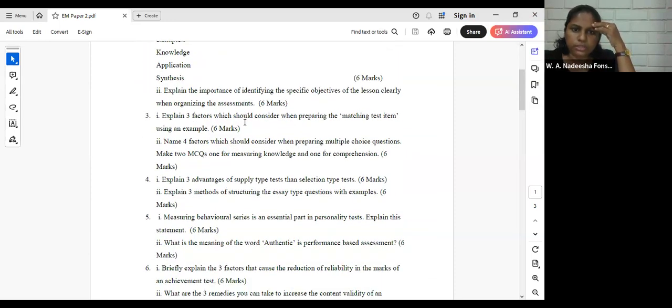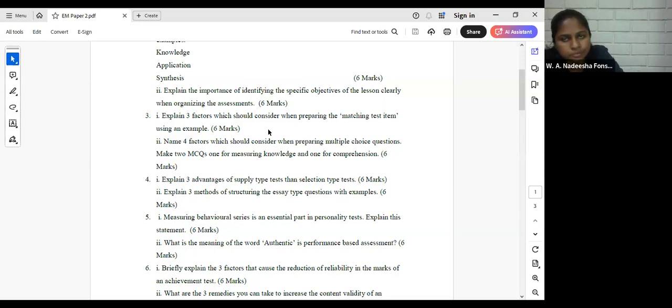Then explain the factors which should be considered when preparing matching test items. Name 4 factors which should be considered when preparing multiple choice questions, and also make 2 MCQs. Explain 3 advantages of supply type. You can explain 3 methods of structuring the essay. We discussed it. Measuring behavioral series is an essential part in personality test. Explain this statement.